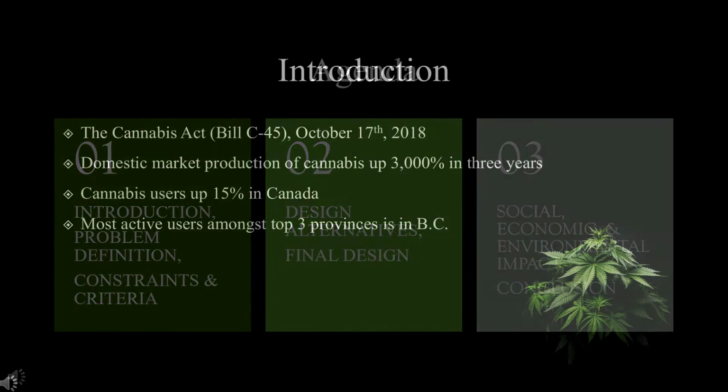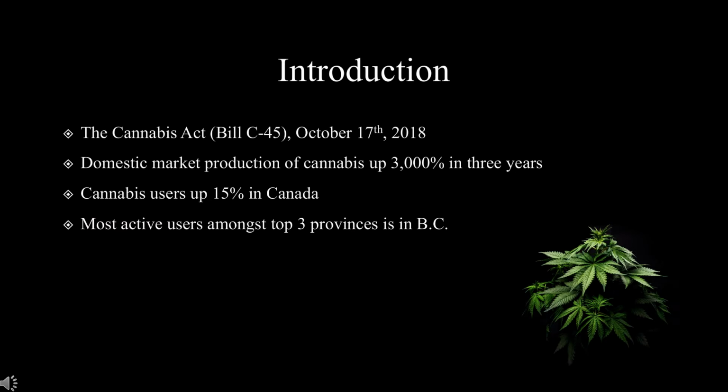up from there. On October 17, 2018, the Cannabis Act of Canada came into effect, introducing new regulations around the industry. In 2015, the domestic market production of cannabis was $50 million, whereas in 2018, the market production spiked at $1.6 billion. The number of Canadians using cannabis of any frequency increased by 15% from 2014 to 2018. Of the three largest provinces by population, being Ontario, Quebec, and British Columbia, it was found that 20% of British Columbians consumed cannabis in the past 3 months.